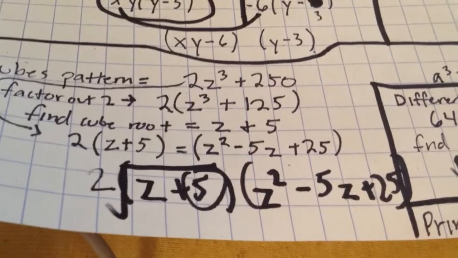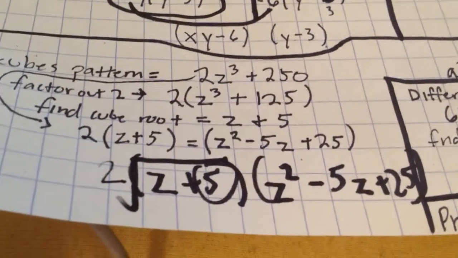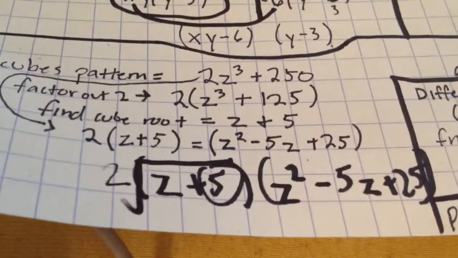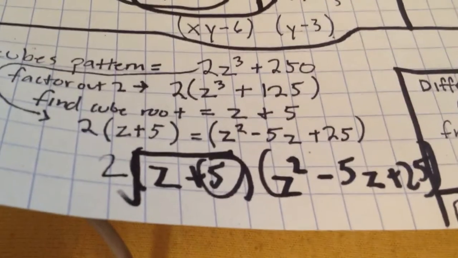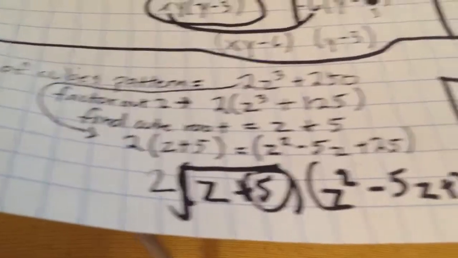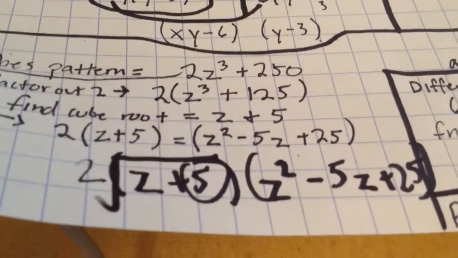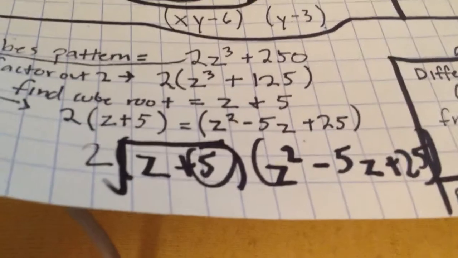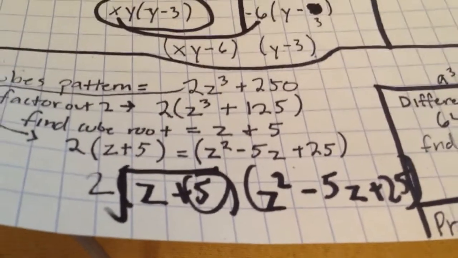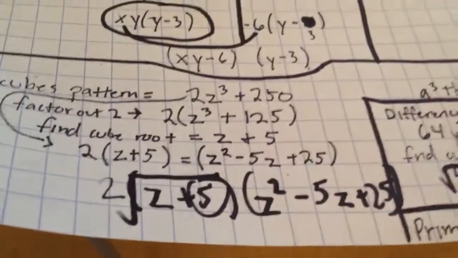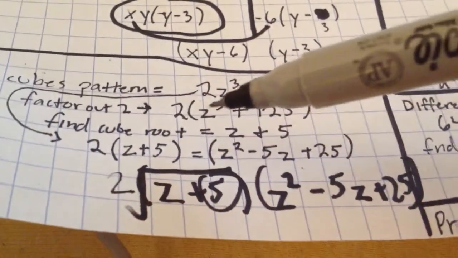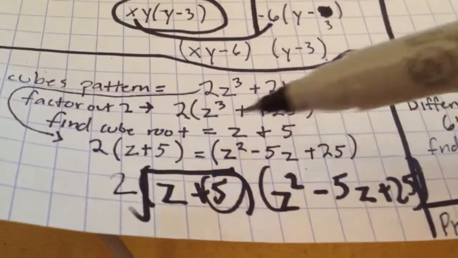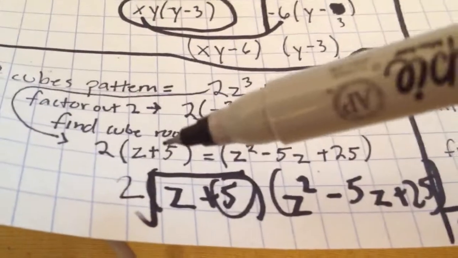Now what you have to do this time, instead of whatever you did with the squared patterns, you have to find the cube root. And this just means what times what times what equals z cubed, and what times what times what equals 125. So the cube root of z cubed is z, and the cube root of 125 is 5, because 5 times 5 times 5 equals 125. So, all you have to do is bring down the number you factored, which is that 2, and then you have the cube root of z cubed, which is z, plus the cube root of 125, which is 5. That's all you have to do to get that first one.